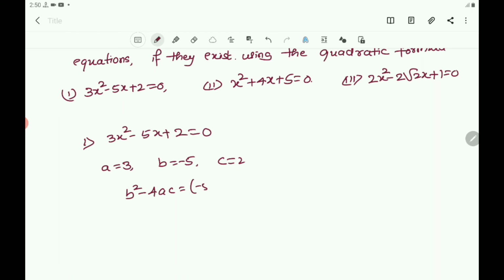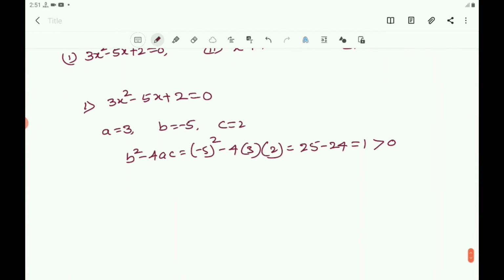Substitute that: minus 5 whole square minus 4 into a is 3, c is 2, equals minus 5 whole square is 25, and 4 3s are 12, 12 2s are 24, minus 24 equals 1. 25 minus 24 equals 1, which is greater than 0. Therefore you can say that the root exists.